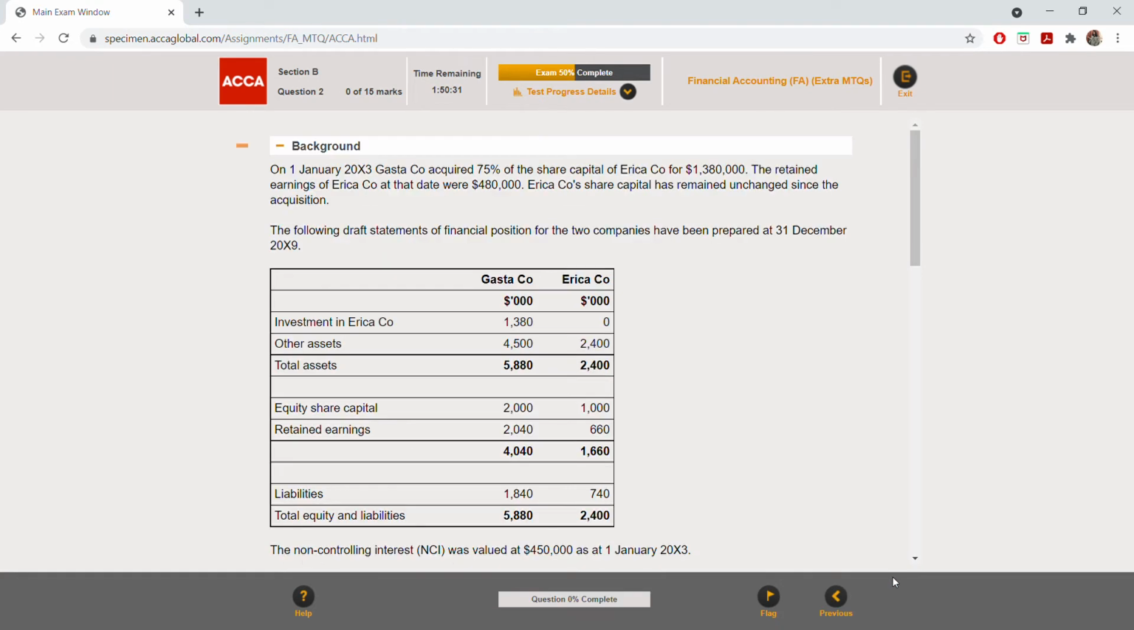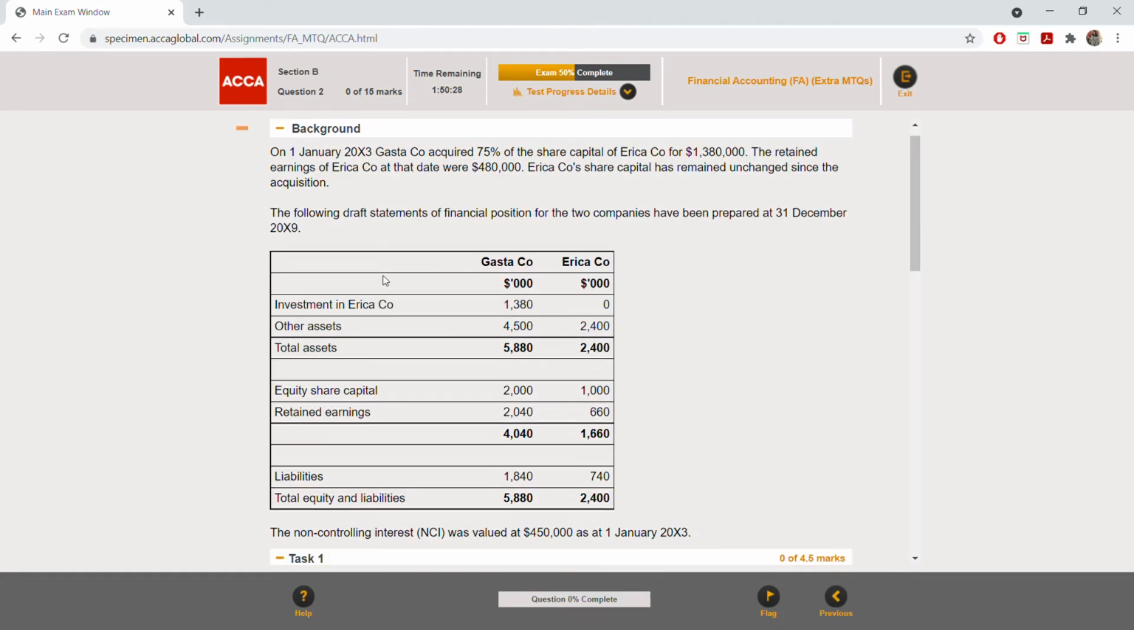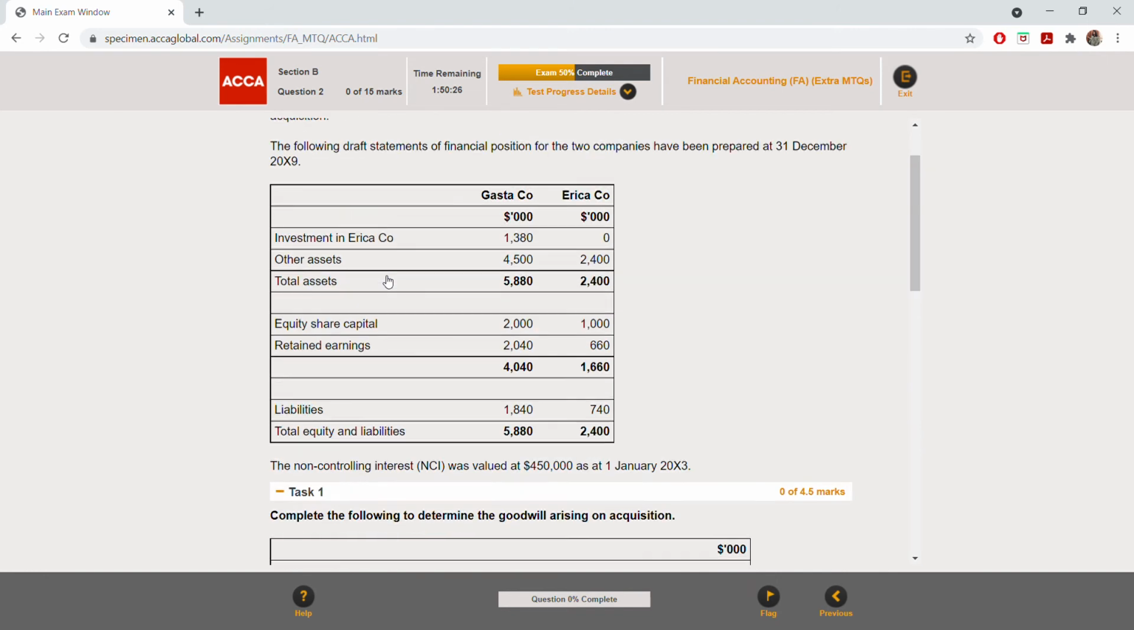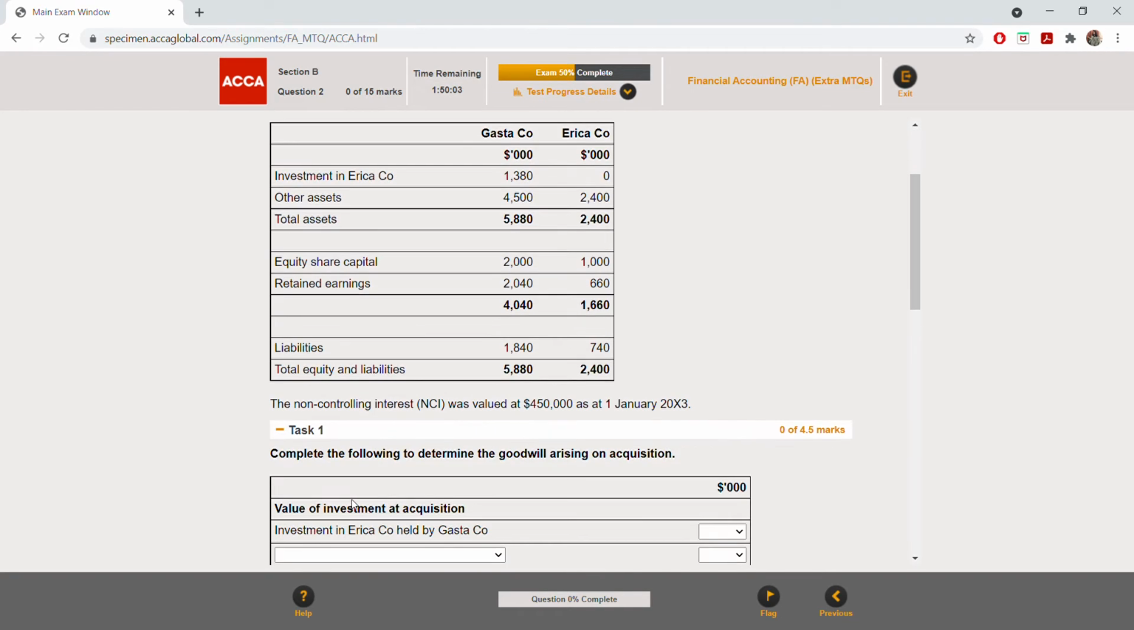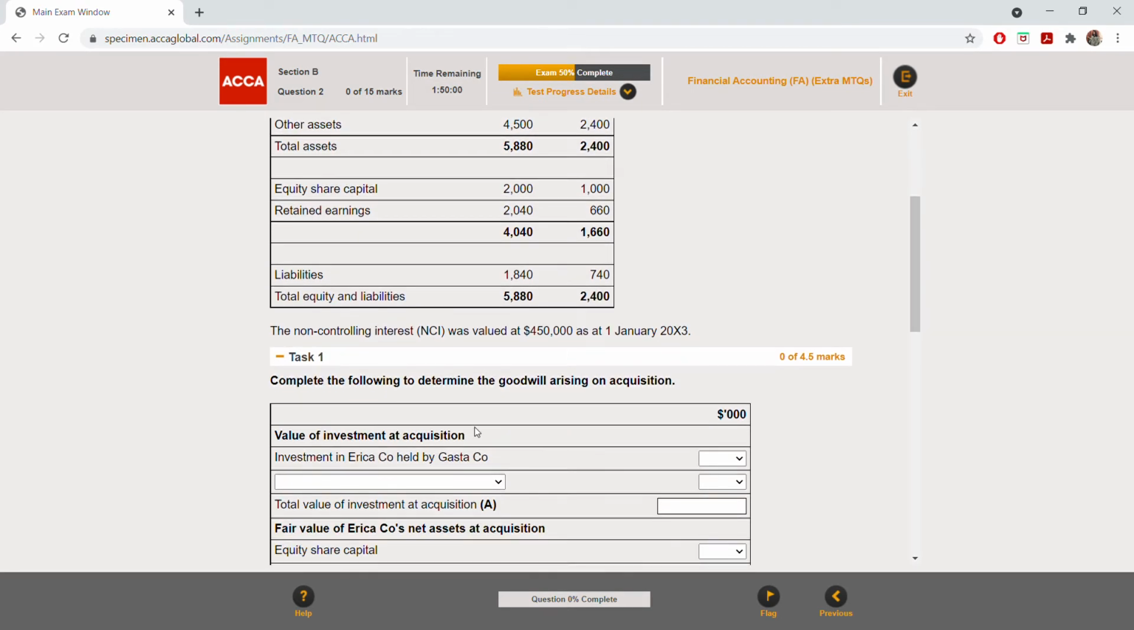Keep doing it. Next, this is the last question, and let us read the background. On 1st of Jan 2003, Gaster acquired. So this is to do with consolidation. When you acquire a company, acquired 75% of share capital of Erica for this much, and the retained earnings has been given, and their share capital remains unchanged, and the two companies' financial position has been given. NCI is also given. Task 1, calculate the following to determine the goodwill arising on acquisition. Goodwill. How to calculate goodwill on acquisition. You have to know this.